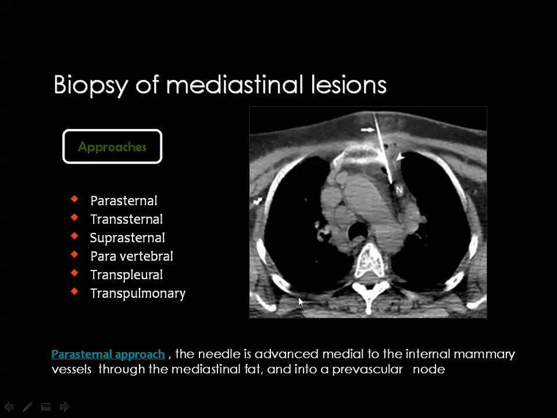And this is an example of a parasternal approach, and you pass your needle in an oblique way so that if you go deep, you will not hit the arch of the aorta, for example. And this arrowhead points to the internal mammary artery, which should be avoided whenever you are introducing your needle to biopsy such lymph nodes in the perivascular area.